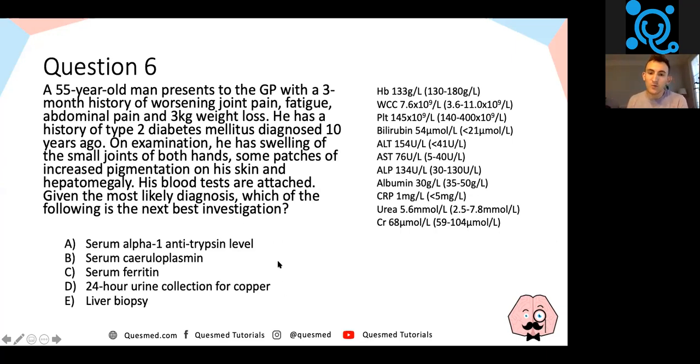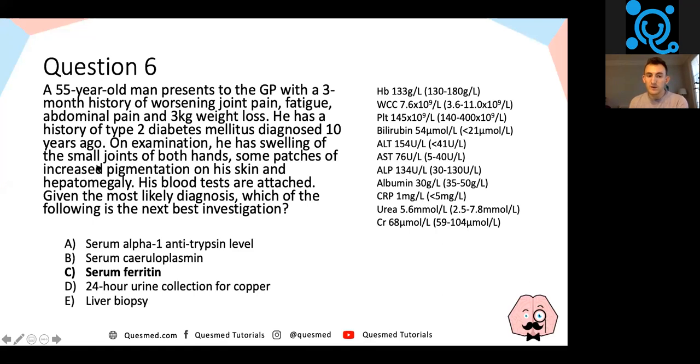The correct answer for that one is serum ferritin. This is quite a difficult one. This is a case of a middle-aged man with a chronic history, and he's got evidence of liver disease. He's got chronic liver disease with raised bilirubin, ALT, and AST. He's got a history of diabetes, and quite non-specific symptoms of joint pain and fatigue, and he's clearly got hepatomegaly.